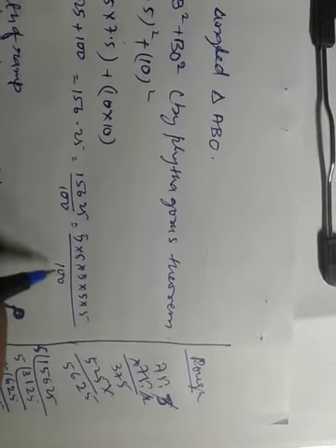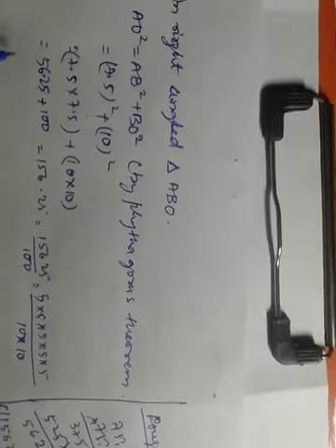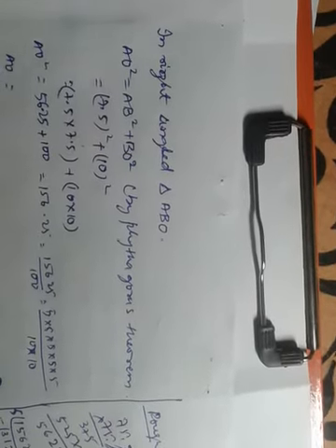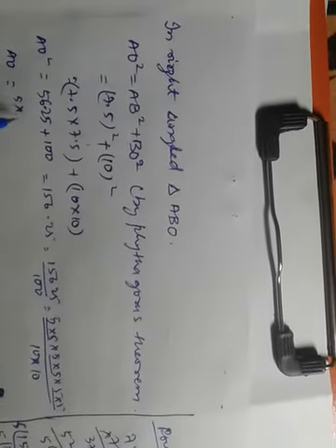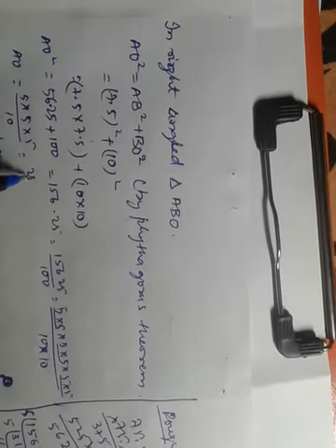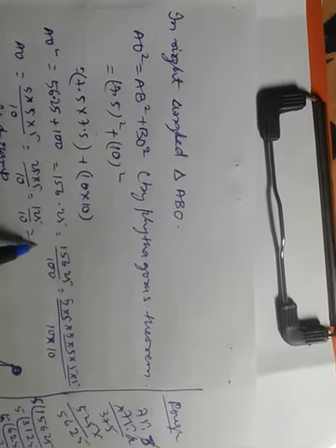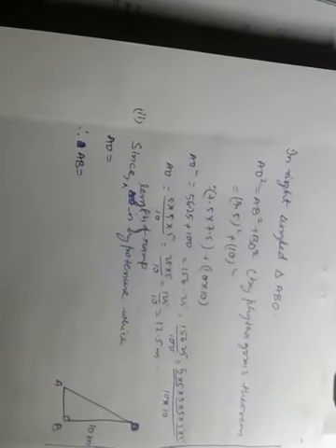Okay, so 100 is 10 into 10, isn't it? So what do we get here? This is AO square. How much do we get when we make pairs here? 5 into 5 into 5 by 10, that is 25 into 5 by 10, 125 by 10, it is 12.5 meter. This is the length of the ramp, the length of that wooden ramp.